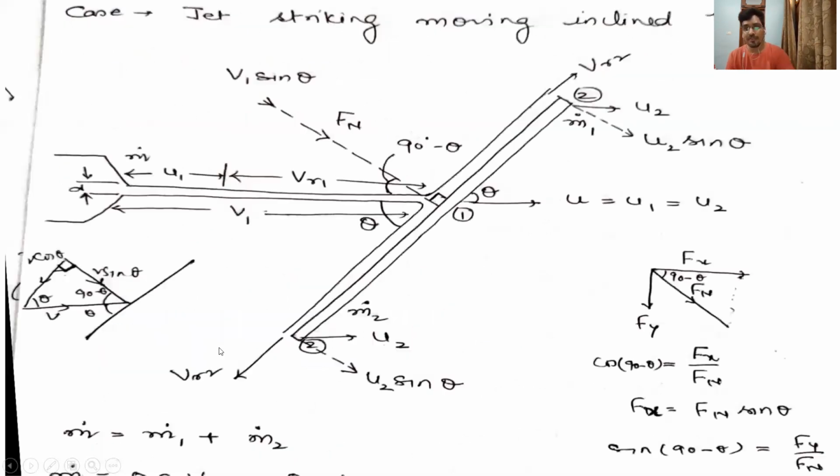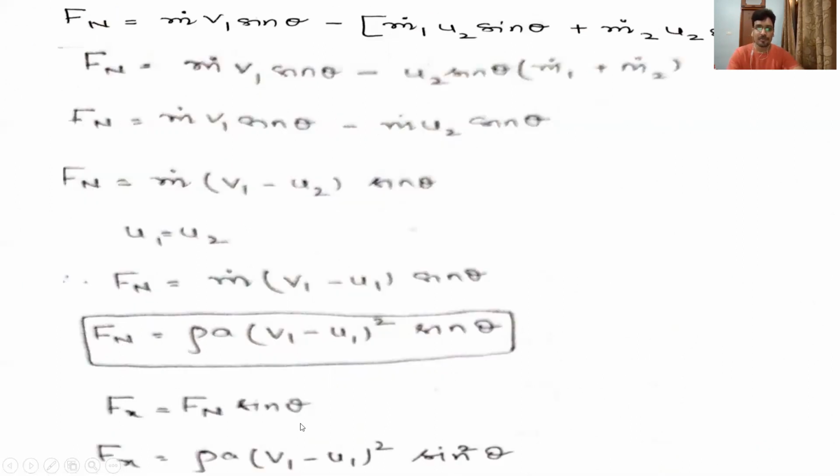And we have seen the value of force exerted in x direction with respect to this jet on this moving plate. So Fx equals Fn sine theta.